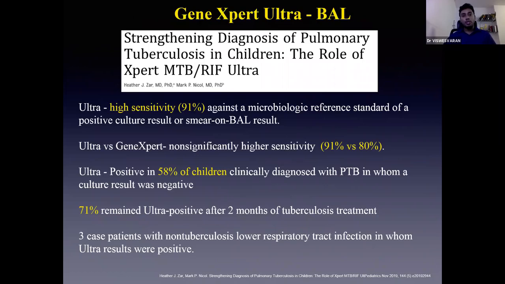One study was published in the pediatric population where it was found that the GeneXpert Ultra had a very high sensitivity of 91% against a microbiological reference standard, while the GeneXpert had only 80% positivity. The Ultra was positive in 58% of the children who were clinically diagnosed with PTB, in whom even the culture was negative. So it was still a true positive. And 71% remained Ultra positive even after 2 months of tuberculosis treatment. That means you cannot follow up the treatment response with GeneXpert Ultra.